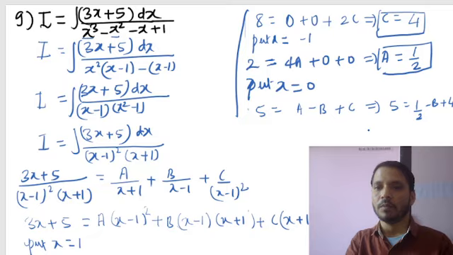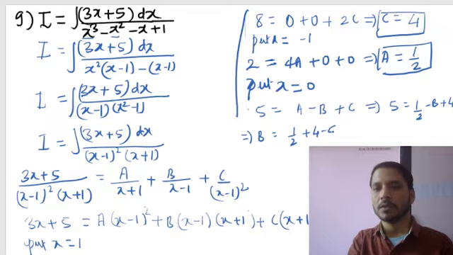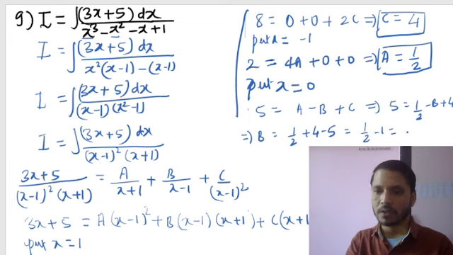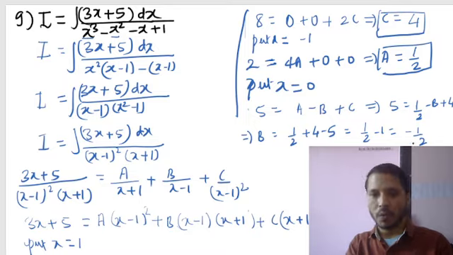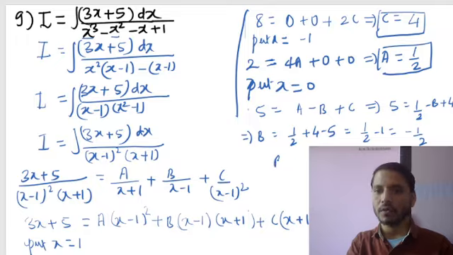That means b will be equal to 1 by 2 plus 4 minus 5, which is 1 by 2 minus 1. So 1 by 2 minus 1 is how much? It is minus 1 by 2, right? That means b equals minus 1 by 2.